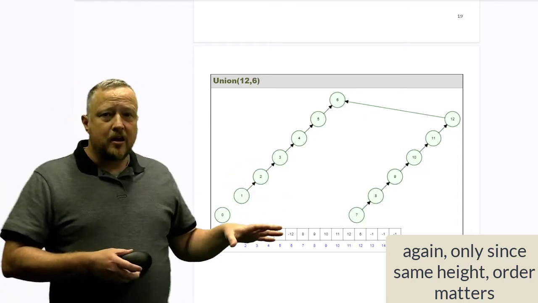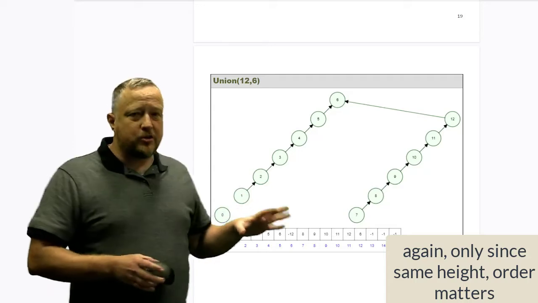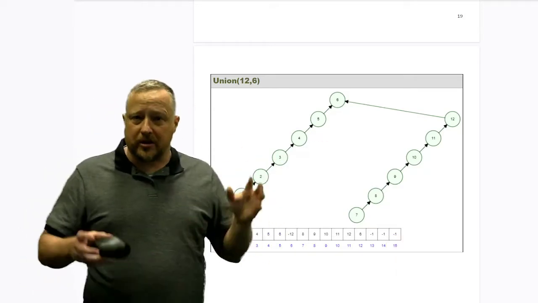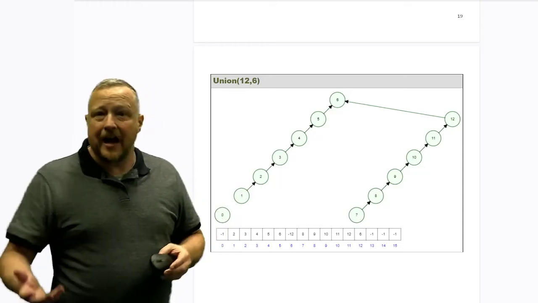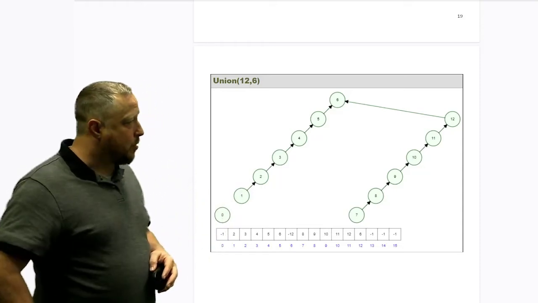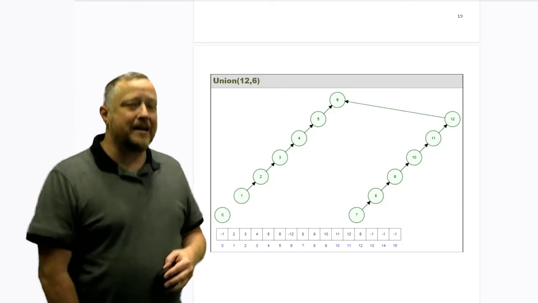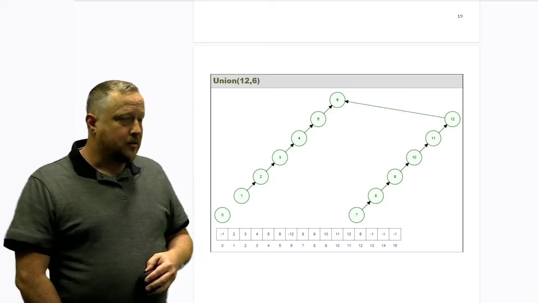Now don't forget, every time we've done a union so far, we had to do a find on each of the sets to make sure that they already weren't together in a set. So don't forget about that part as well. So that's what we have for our by height instead of by size.